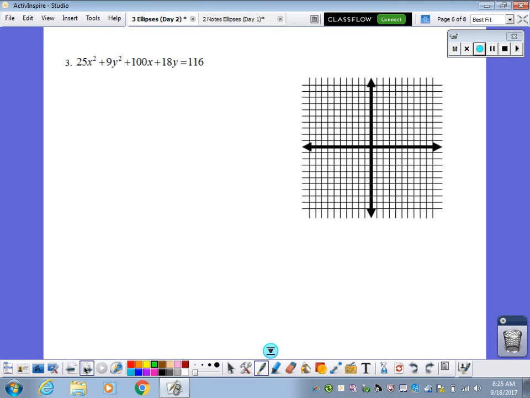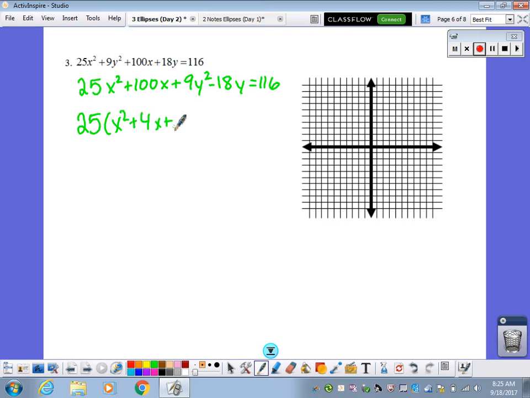Let's go on to the next question. So, same as before, we need to get all of our x's together, we need to get all of our y's together. So, 25 x squared plus 100 x plus 9y squared minus 18y is equal to 116. Take out the largest number, which is 25. We get x squared plus 4x plus blank plus 9 times y squared minus 2y plus blank is equal to 116 plus blank plus blank.